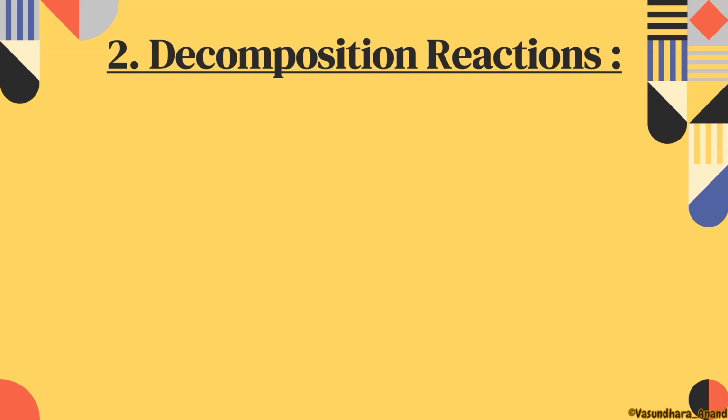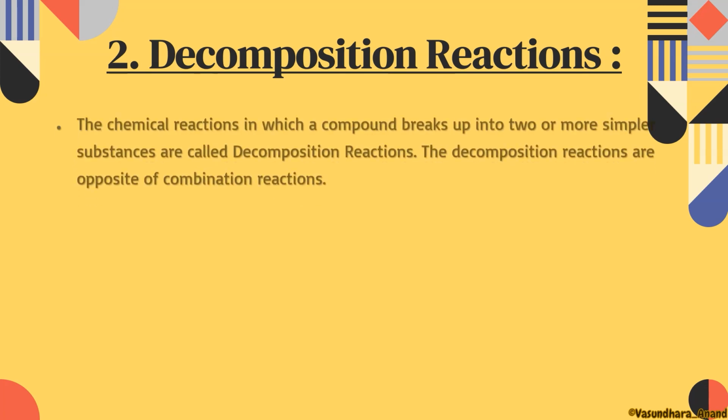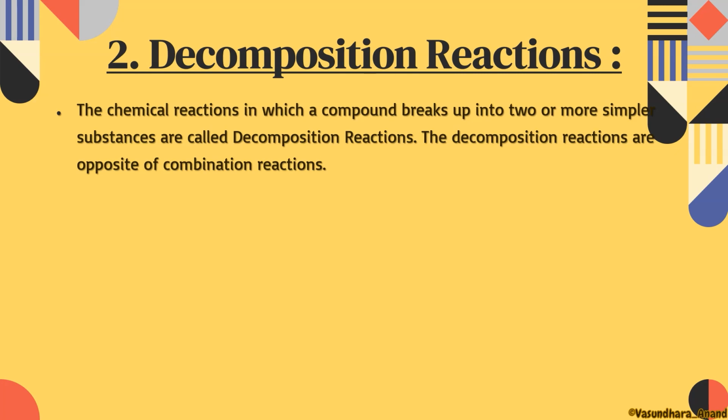Now the decomposition reaction. Decomposition reactions are those reactions in which a single compound gets dissociated into two or more compounds. Decomposition reaction, if in class 10th you have done in 3 ways: first is thermal decomposition, second is electrolytic decomposition, and third is photolytic decomposition. So all types of decomposition reaction will be considered as redox reactions except a few. Okay, so let me show you.